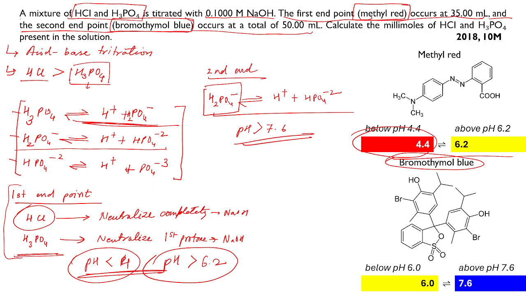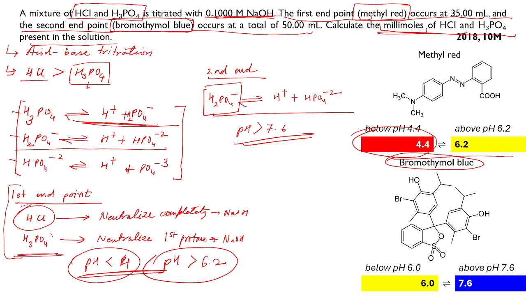Now let's come to the main question, what they are asking. Calculate the millimoles of HCl and H₃PO₄ present in the solution. By giving this, they are asking how much HCl is there initially and how much H₃PO₄ is there. So let's solve this problem. They have already given the concentration of NaOH, but they are asking in millimoles, so we need to convert the concentration into millimoles.